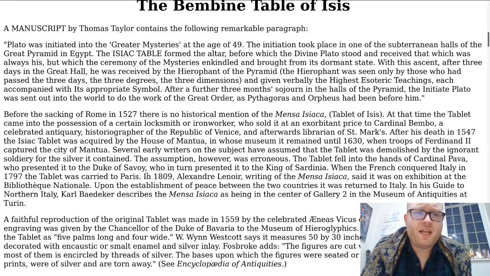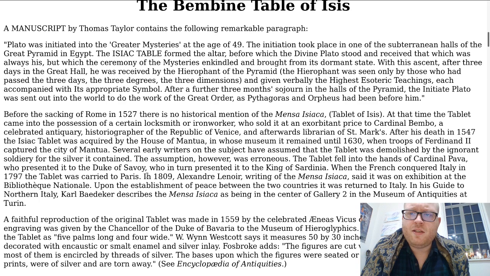Plato was initiated into the greater mysteries at the age of 49. The initiation took place in one of the subterranean halls of the Great Pyramid in Egypt. The Isaic tablet formed the altar, before which the divine Plato stood and received that which was always his, but which the ceremony of the mysteries enkindled and brought from its dormant state.